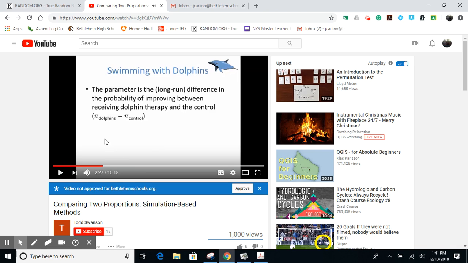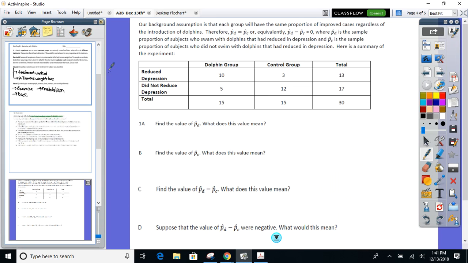Okay, we're not going to call it pi dolphins and pi control. If you look at your paper right now, for the dolphin group, I call that P with the subscript D. All right, that is all the people who swam with the dolphins and reported a decrease in their depression. So can you guys help me look at your table right now, and we'll find this value. Again, that's the people that were in the dolphin group who saw a reduction in their depression. And how many of them were there? 10 out of how many in that group? No, in the 15. So 10 out of 15 reported swimming with the dolphins and a reduction in their depression. So 10 out of 15.